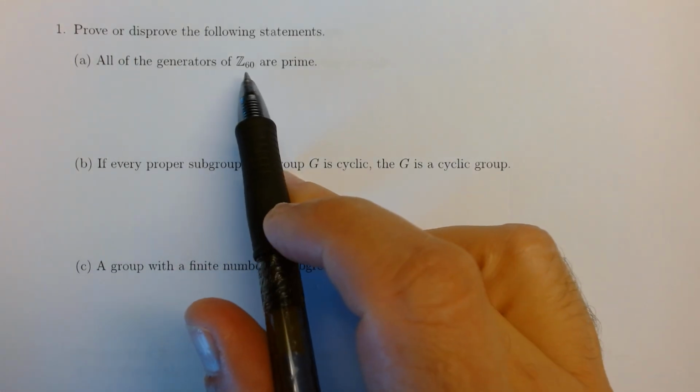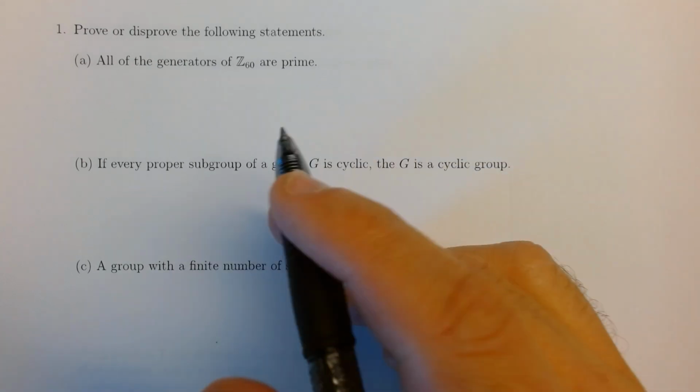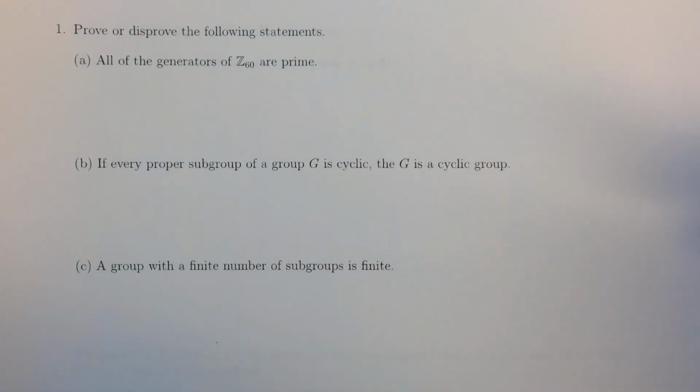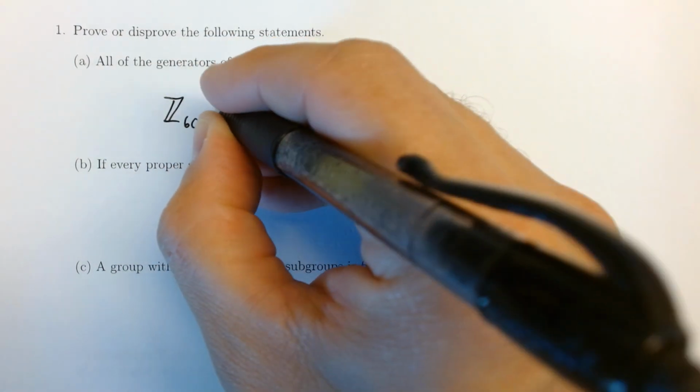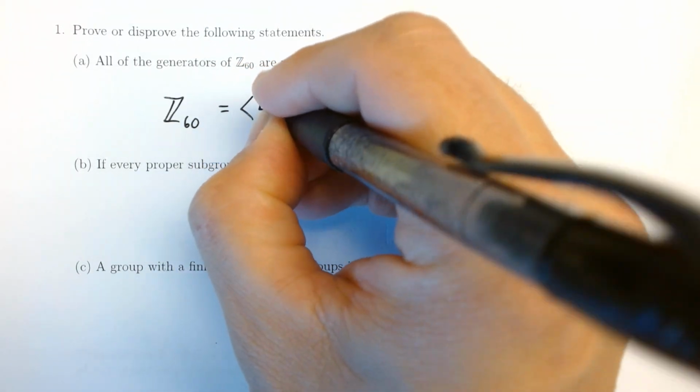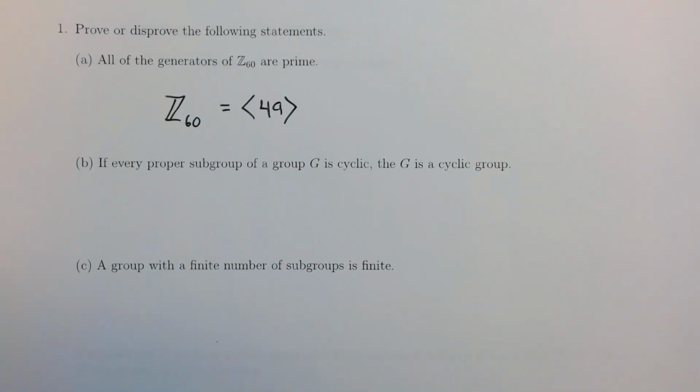So there are numbers between 0 and 59, because that's what Z60 is, that are relatively prime but aren't prime themselves, although there's just one. Z60 is generated by 49. 49 is relatively prime to 60: 60 doesn't have 7 as a factor, and 49 only has 7 as factors. But I believe this is the only one. So it is false that all the generators are prime.